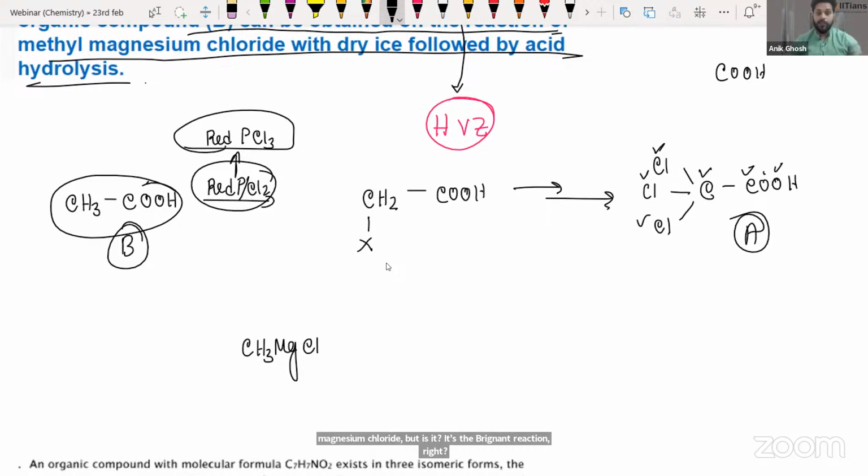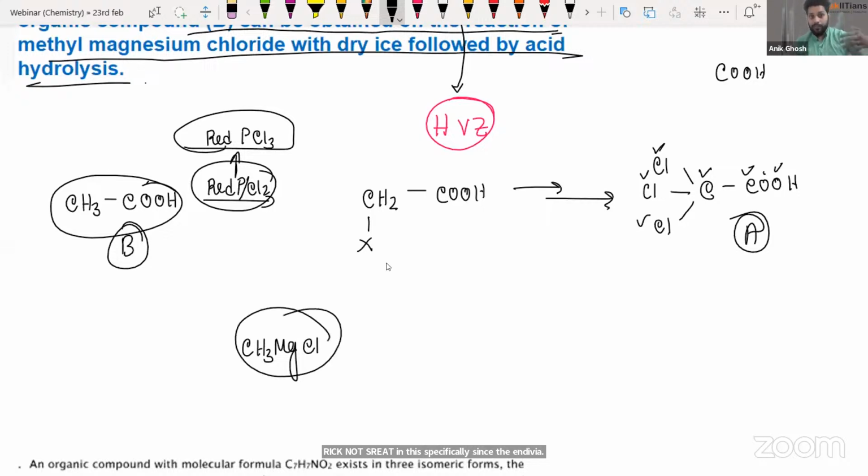Okay, there's one thing, guys. If they say this molecule is reacted with Grignard's reagent, Grignard's reagent is specifically CH3MgBr, right? All the other variations of them can be called organometallic compounds, but not all of them are Grignard's reagent, guys. If they specifically mention Grignard's reagent, always remember this CH3MgBr only.